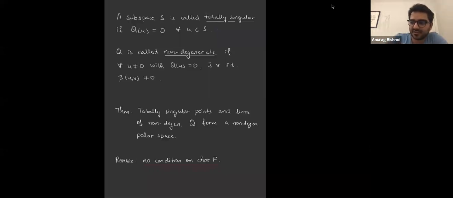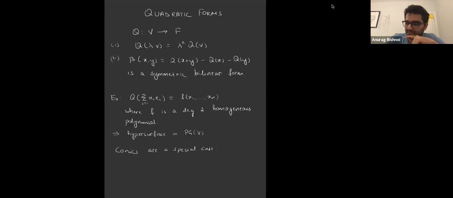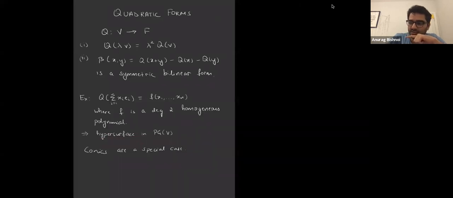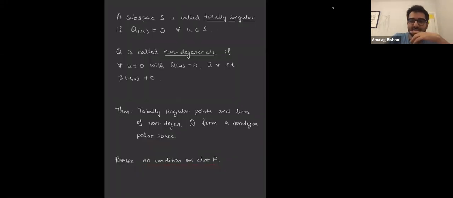So here you define a subspace S to be totally singular if all elements U of S satisfy Q(U) = 0. If you're more familiar with hypersurfaces or algebraic variety language, these are the subspaces contained inside your hypersurface. You have this projective variety, and these are all the subspaces contained in it. Maybe all the points also, but all the lines, even higher dimensions as well, can be contained.